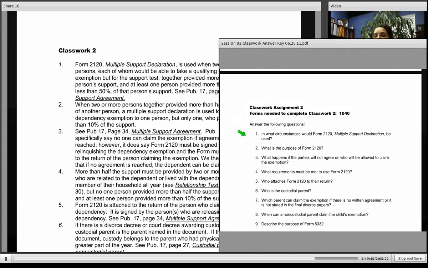So this classwork number 2 for today really revolves around the filing requirements and purpose of Form 2120 and Form 8332. And we begin with a discussion of Form 2120. In what circumstances is Form 2120 multiple support declaration used?